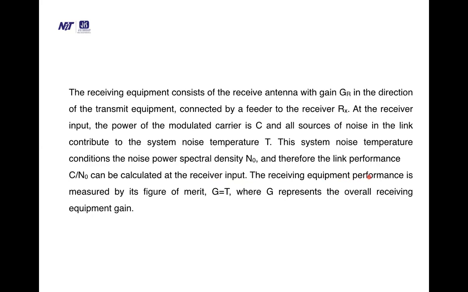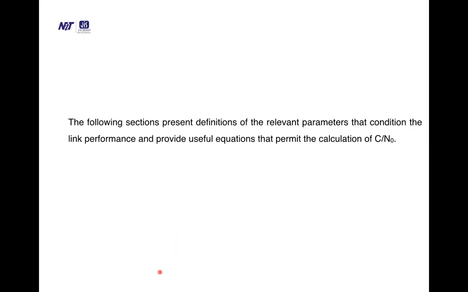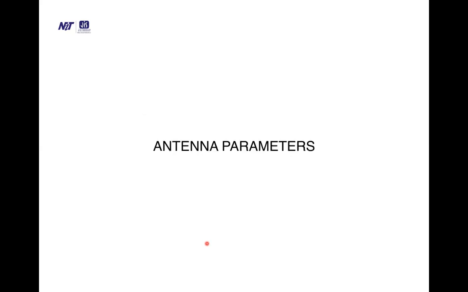The receiving equipment performance is measured by its figure of merit G by T, where G represents the overall receiving equipment gain. The following section presents definitions of the relevant parameters that condition the link performance and provides useful equations that permit the calculation of C by N0.